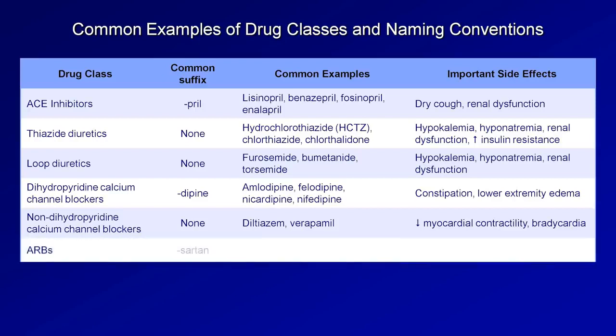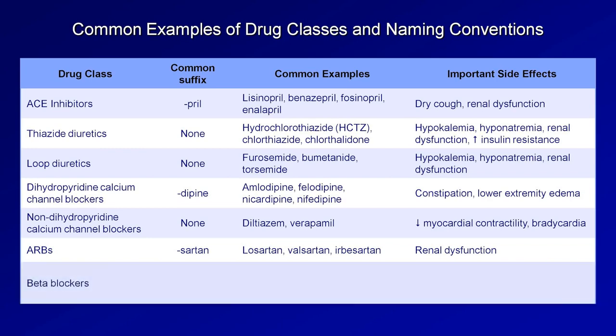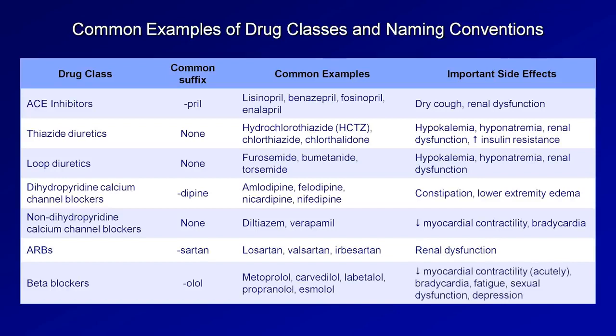The ARBs end in -sartan, such as losartan, valsartan, and irbesartan. They can cause renal dysfunction. Beta blockers end in -olol, such as metoprolol, carvedilol, labetalol, propranolol, and esmolol. In an acute time frame, they can lower myocardial contractility, even if they can improve it in the long term. Other side effects include bradycardia, fatigue, sexual dysfunction, and depression.